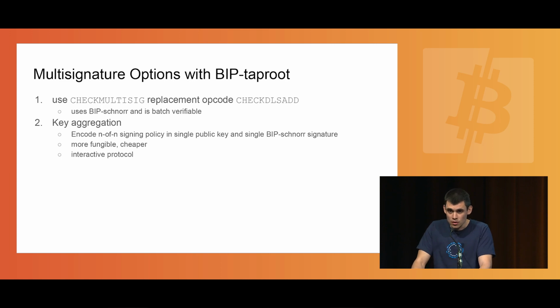Another thing you can do is use key aggregation. I've mentioned it a couple of times. What this allows you to do is to encode an n-of-n signing policy in a single public key and a single BIP Schnorr signature. So you can use that as the Taproot output key. This has the advantage that it's more fungible because you never see a script path, and it's definitely cheaper because you only have a single public key and a single signature. But the main problem is that this is an interactive protocol where you have multiple parties and they send messages around in multiple rounds, and they need to keep state.